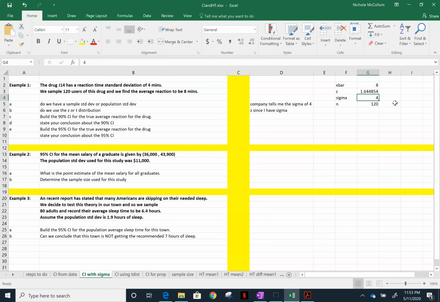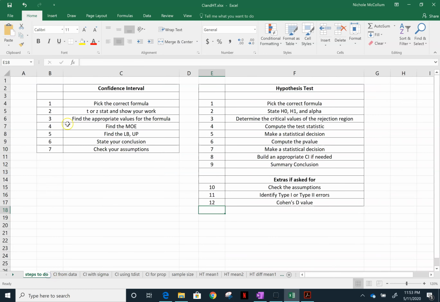And now I have the 4 letters. According to my rules, and these are the rules I like to do for confidence intervals, I like to pick the correct formula. I did. Pick the T or Z and tell me which one you picked. I picked the Z because I knew the standard deviation, the population standard deviation. Find the appropriate values. I did that. Now it's time to find the margin of error. And that will be UB at the end. Find the margin of error.